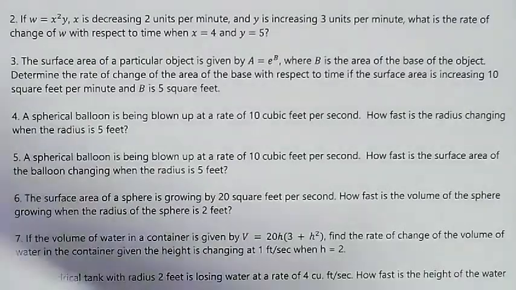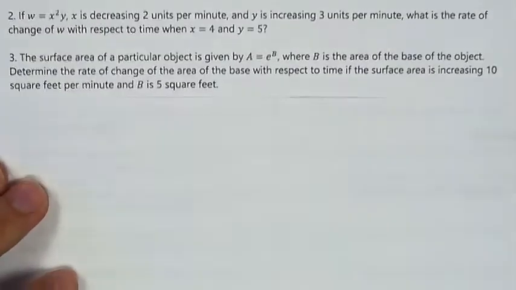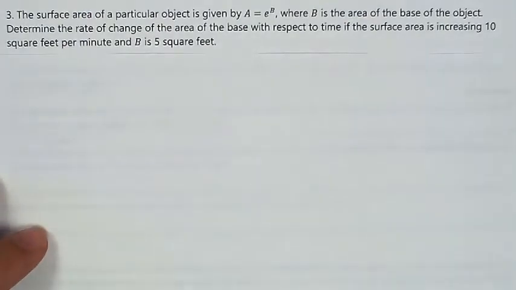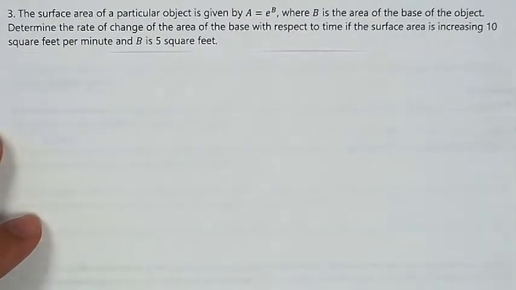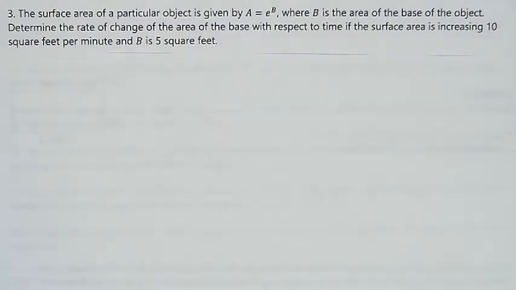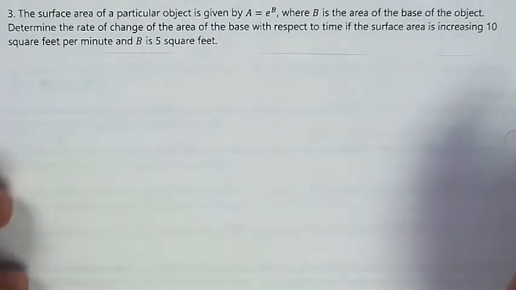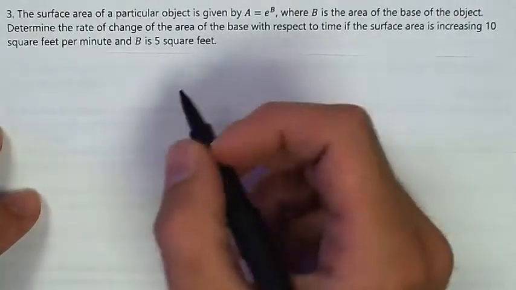Surface area of a particular object is given by A equals e to the B, where B is the area of the base of the object. I was kind of just pulling some random related rate questions for y'all, and I saw this one. I'd never seen this one before. I don't know where this one came from. I don't know what kind of object is going to have surface area given by e to the B, but we'll just pretend that there is such an object.